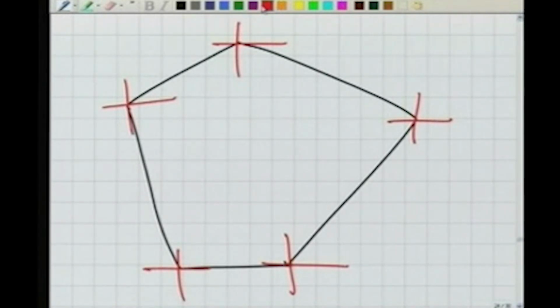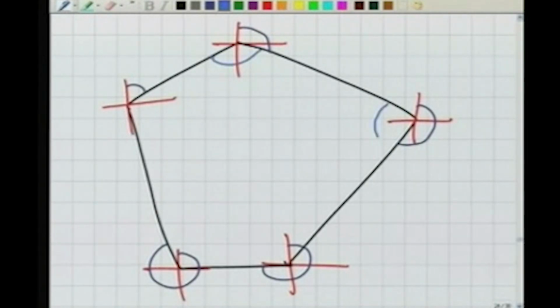Bearings means, as we know, all these angles of all these lines. You know all these angles. So by knowing these bearings, it is also possible that you can determine these internal angles.